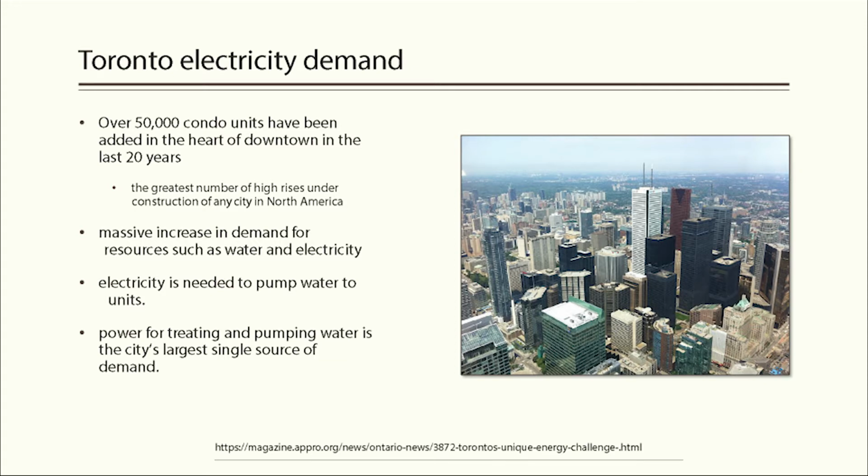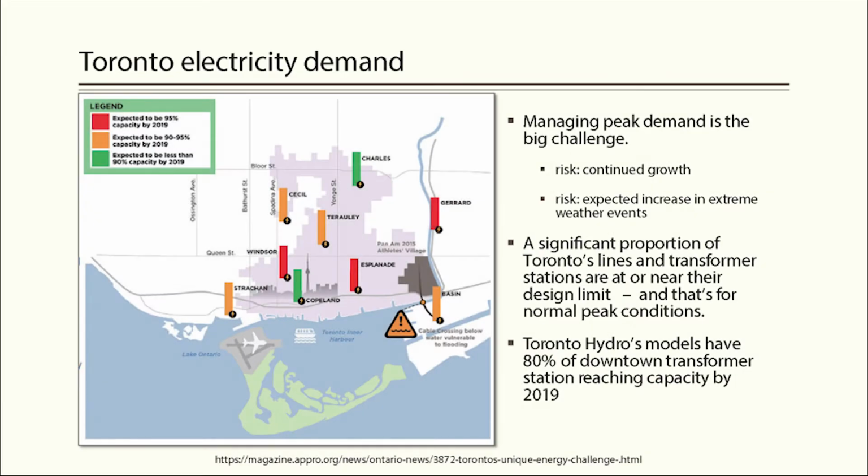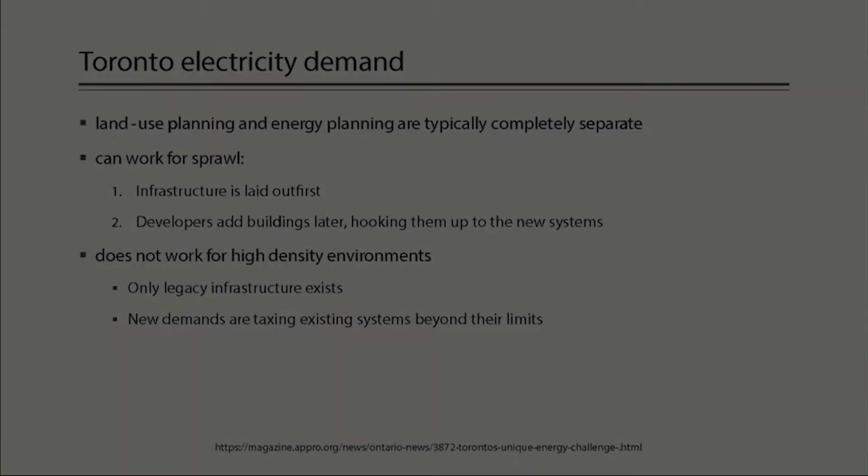It has the largest number of condominium projects of any city in North America. These large residential buildings have very high demands for electricity since water must be pumped to each unit. The big worry is managing peak demand. Already, a lot of Toronto's lines and transformer stations are at their design limits.